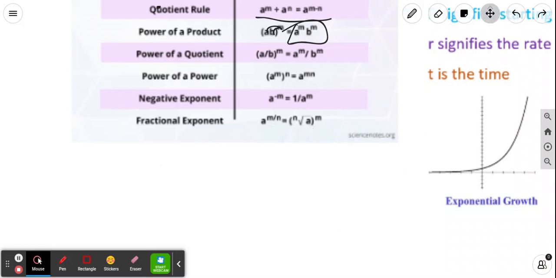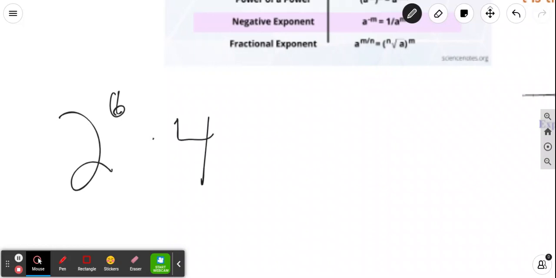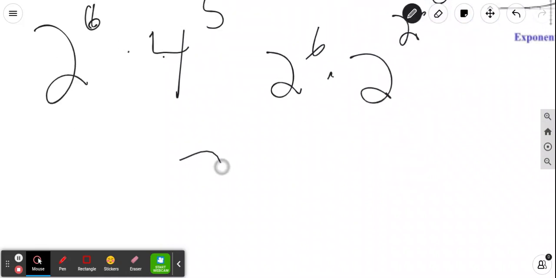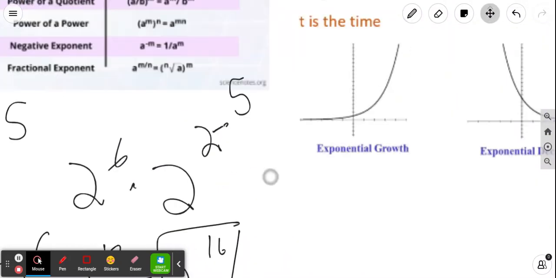Now here's the problem I was talking about. If you have 2 to the power of 6 times 4 to the power of 5, can you just add these up? No, you can't. What you have to do is turn this into 2 to the 6th times 2 squared to the 5th. You can split 4 into 2 squared, and you still need the 5. So then what you end up with is 2 to the 6th times 2 to the 10th, and then you can add these, so you get 2 to the 16th. That's your final answer there.